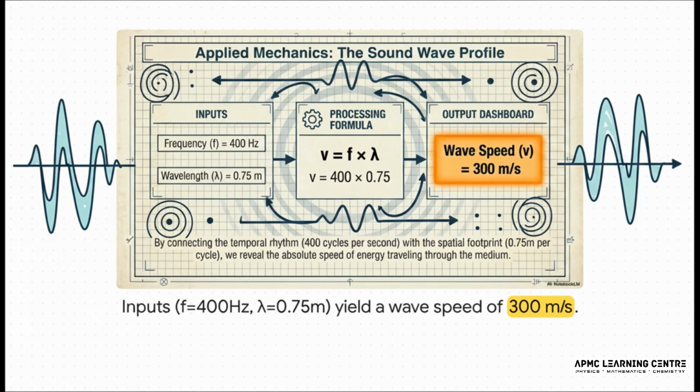So, let's take this engine for a spin. Say we've got a sound wave with a frequency of 400 Hz. That's 400 wiggles a second, and a wavelength of 3/4 of a meter. We just pop those numbers into our formula. 400 times 0.75, and bam, we get a wave speed of 300 meters per second. See, the blueprint works perfectly.